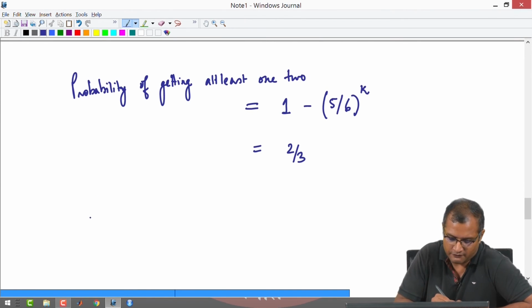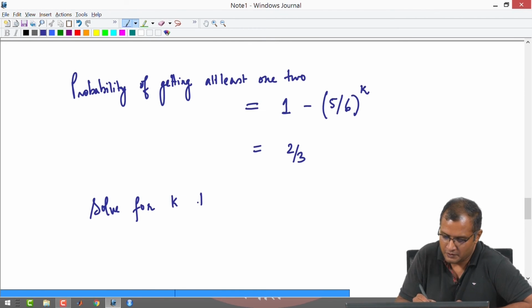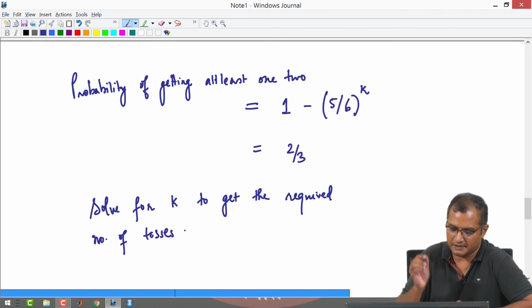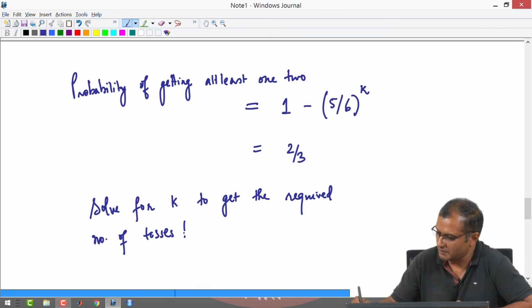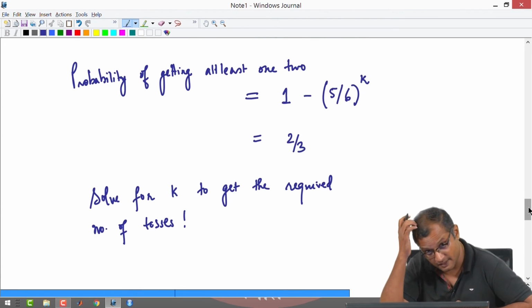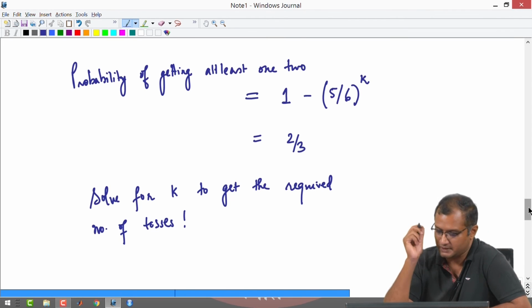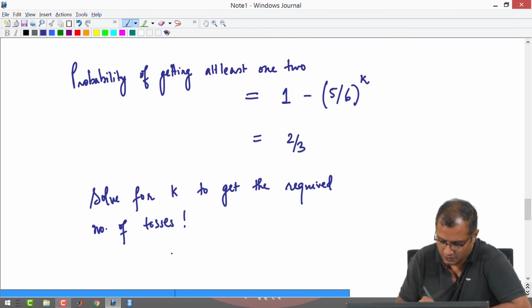Now, I must solve for k to get the required number of tosses, because k is the number of tosses. So, at the end of this problem, I would get the total number of tosses required such that the probability of getting a 2 becomes 2/3. So, that would mean you solve this equation for k.